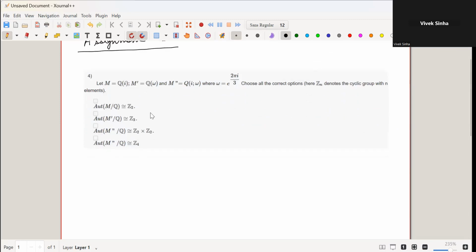So first one says that the automorphism group of M over Q is isomorphic to Z2. So that means this group is the set of all automorphisms of M fixing Q. Okay. So this group is isomorphic to Z2. That's what the first question says.